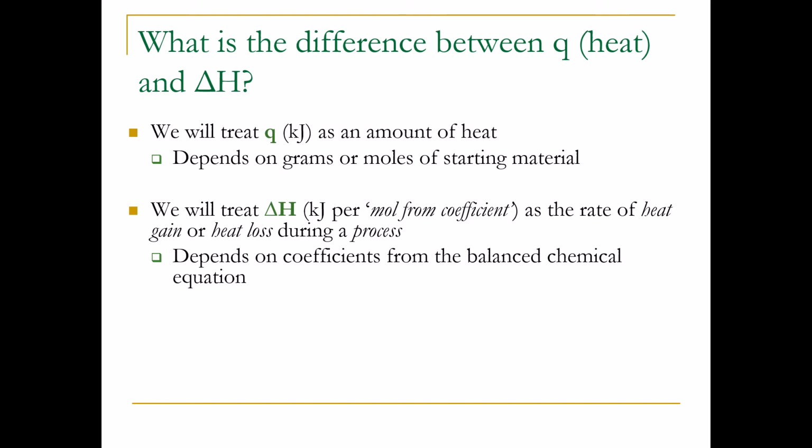Delta H is really considered more of a constant value, and it is a rate. So instead of it just being a given amount like Q is, it is a rate. It describes the heat gained or lost per mole from the coefficients of the balanced equation. So it is saying that if I burn 1 mole, this is the energy that's going to come off. If I burn 2 moles, this is the energy that comes off. So it's more of a rate as opposed to an amount. Even if I change the amount of my starting material, delta H stays constant.